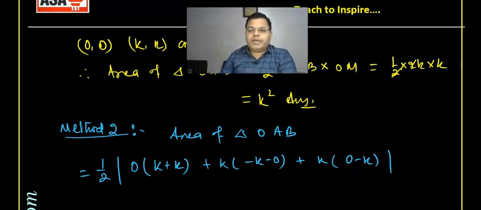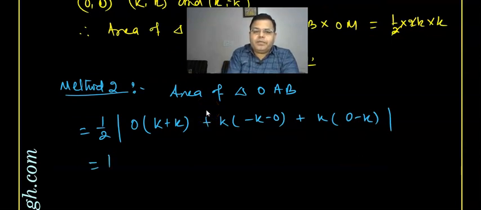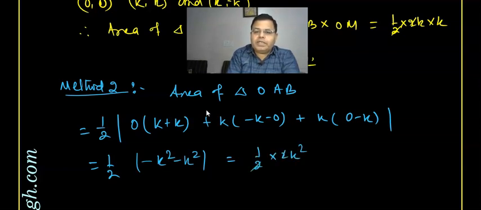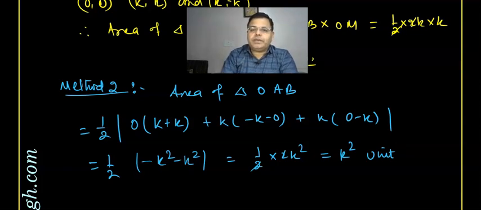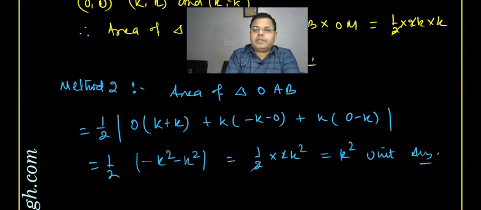On the basis of this, we go ahead with one by two: this is 0, k into minus k is minus k square, and again k into minus k square. So that will be half into 2k square, the 2 cancels, and since the modulus is positive, k square is the answer. You can write k square unit square, because it is area. Even unit is sufficient, since the unit of area is square. So k square unit is the answer. I hope you got it.